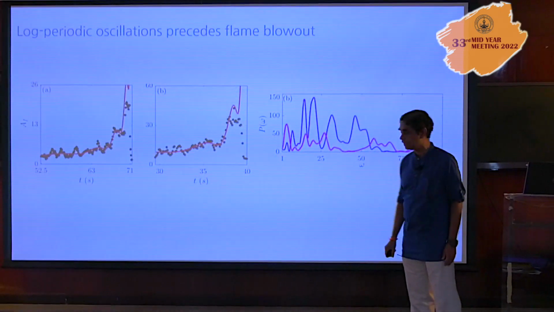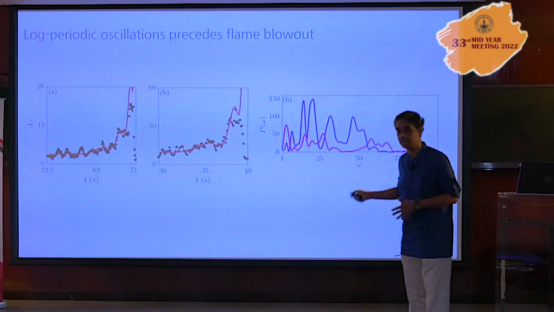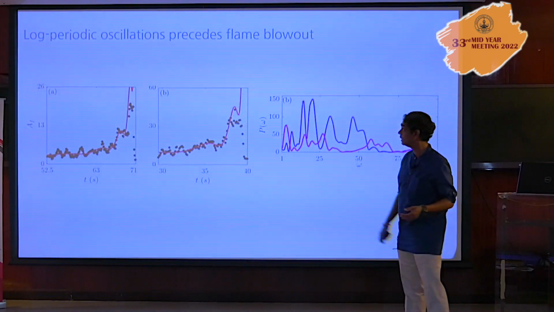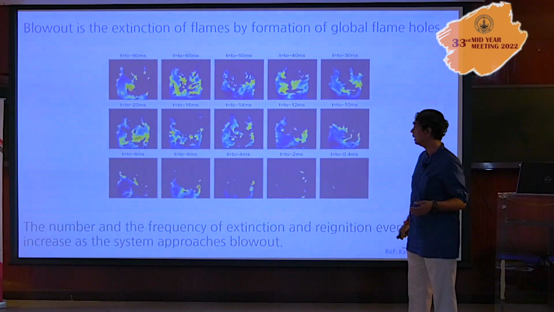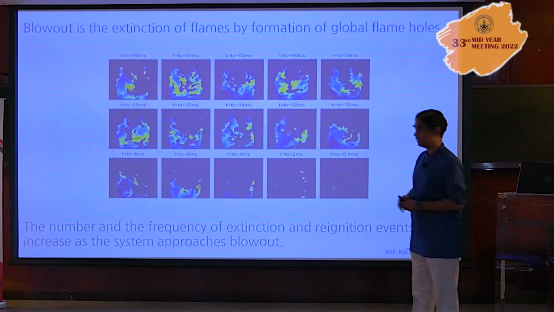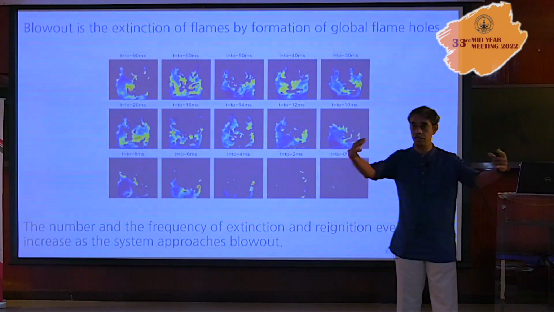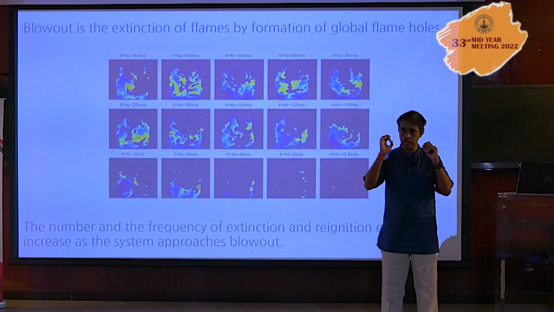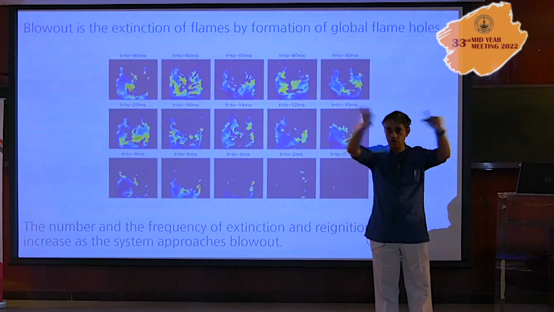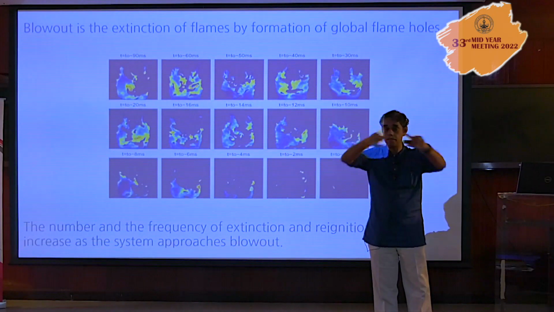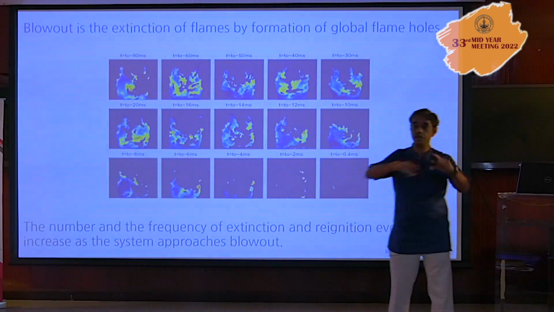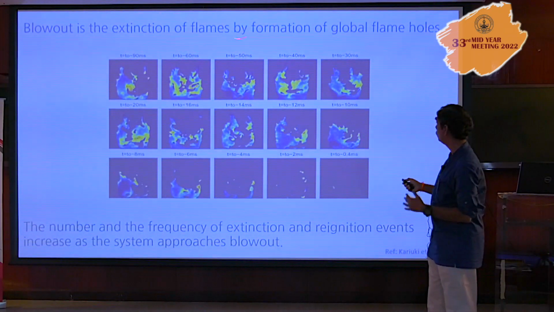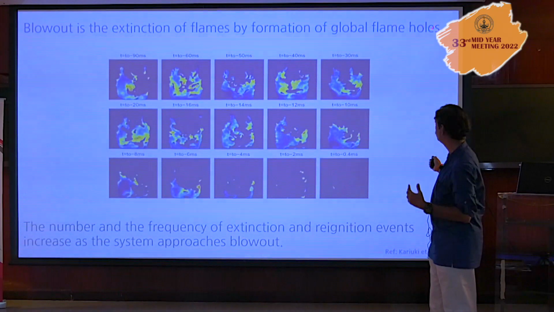Log periodic oscillations precede flame blowout, and you can again do the same test with the Lomb periodogram, and you can get significant power in some frequencies, and there are indeed log periodic oscillations. And blowout, just as a virus spreads from one person to another, goes on. Here is what happens when a flame blows out: there are small flame holes, a lot of holes come, and then they merge together and become a bigger and bigger hole, and eventually the entire thing is a hole and the flame goes out. That is the actual mechanism. So blowout is the extinction of flames by formation of global flame holes.